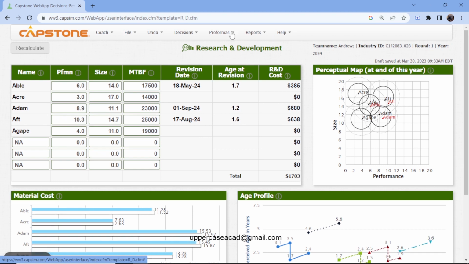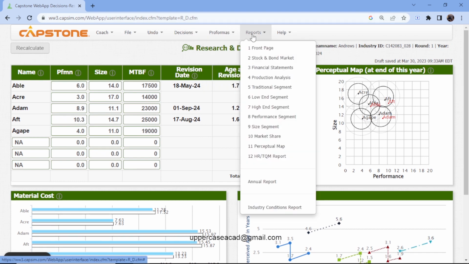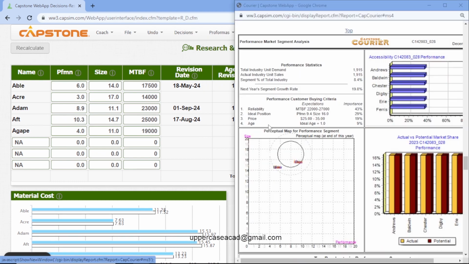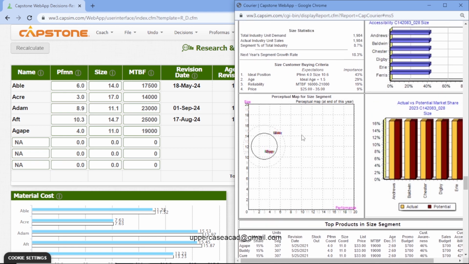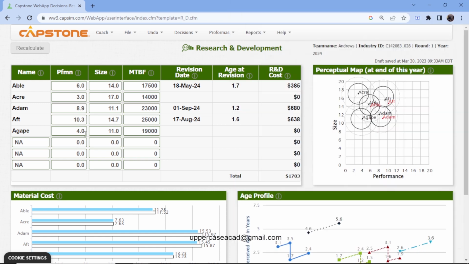Then R&D, if you look at it, it's a size segment. Sorry. For it, ideal positioning has an importance of 43%. Age has an importance of 29%. Reliability has an importance of 19%, and price has an importance of 9%. So I'll give it a performance of 4.7 and a size of 10.0.